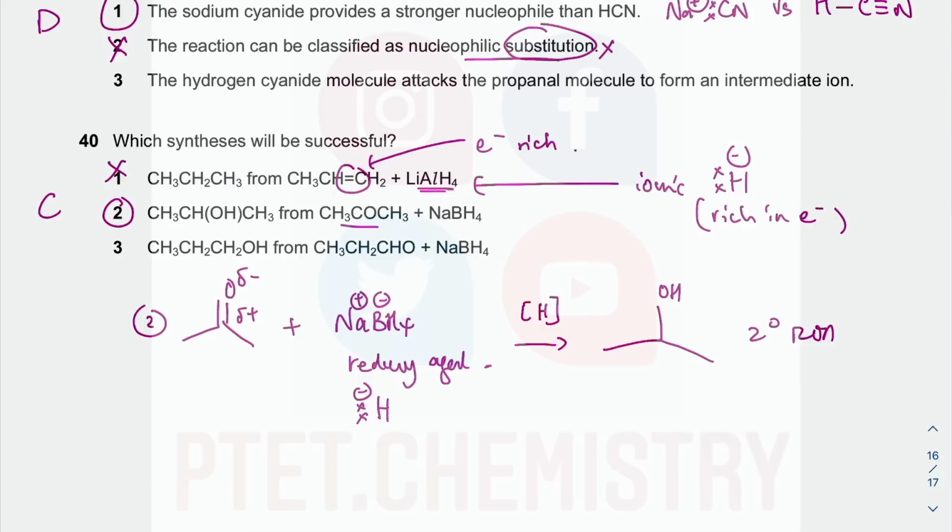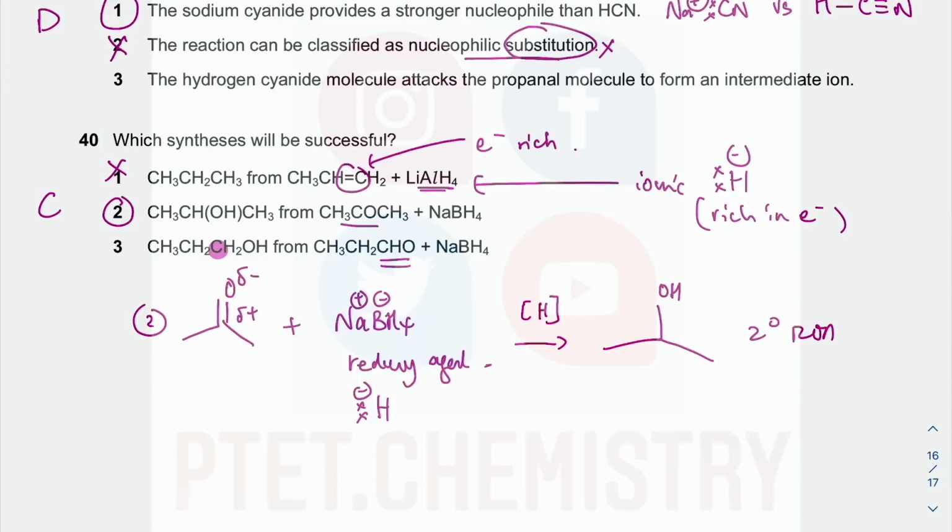Answer must be C. And you know that you can reduce aldehyde back to primary alcohol, where the carbon with the OH is bonded to one other carbon. So 3 is also correct. So that's the end of this paper 1 tutorial.